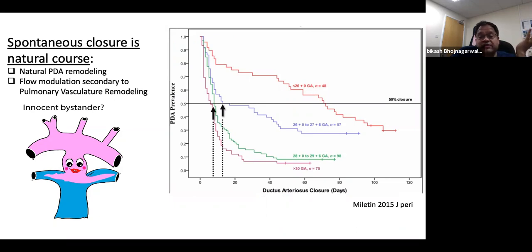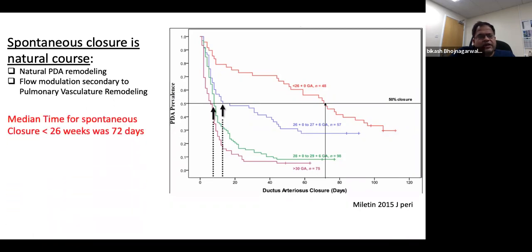So most of the duct will remodel itself. The PDA will remodel due to pulmonary vasculature remodeling and close itself. So is there a need? The biggest study to see the temporal progress of this duct is by Semberova, published in 2015, which shows that in babies who are 26 to 30 weeks of gestation, 50% of the ducts will close at about 20-25 days. So that's the median age of closure.